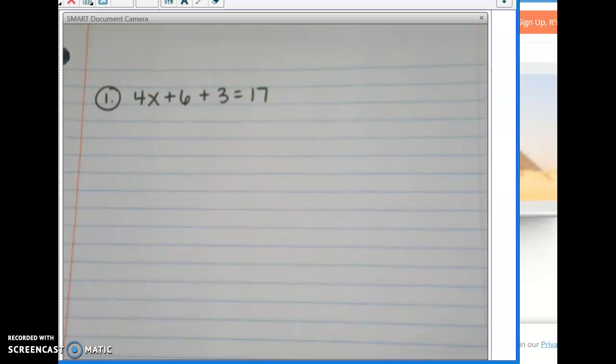Guys, this video is going to do a few more examples of solving multi-step equations where you might need to distribute or combine like terms before you can start solving. So this is going to be kind of guided. With each new equation, you should pause the video, try to do it yourself, and then play the video and see if you got it right.